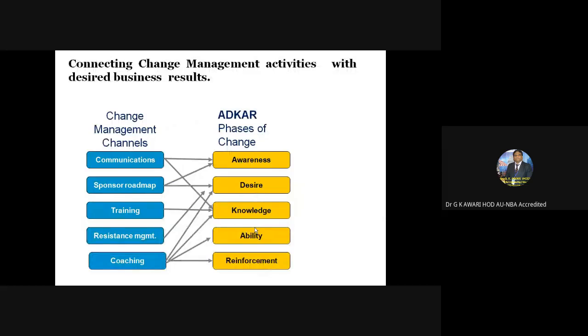So, connecting the change management activities with the desired business result. The change management channels are communication, sponsorship, sponsor roadmap, training, resistance management, and coaching. The ADKAR phases of change are awareness, desire, knowledge, ability, and reinforcement. This is the channel, and these are the phases. Awareness is connected with communication as well as the sponsor roadmap. Desire is connected with the sponsor roadmap, then resistance management, and then coaching. Knowledge is connected with communication and training, ability is connected with coaching, and reinforcement is connected with coaching. So, developing the ability of the people, and reinforcement.